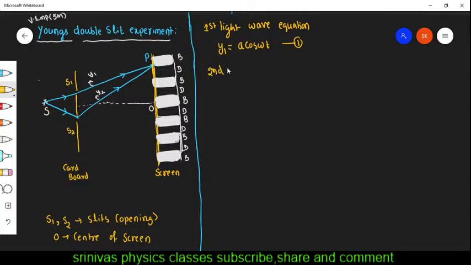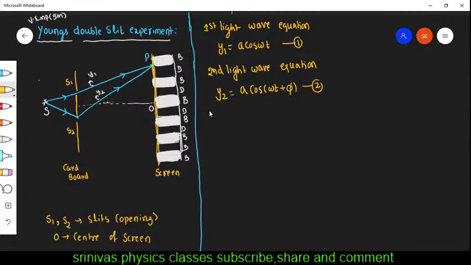Now I am going to write the second light wave equation. The second light wave equation is y2 is equal to a cos of omega t plus phi. You see the figure: one light wave is coming from S1 and the second light wave is coming from S2. Their displacements I am considering as y1 and y2. We can express the light wave equation as either sine or cosine, as we discussed in the 11th class. That is why I took y1 is equal to a cos omega t and y2 is equal to a cos of omega t plus phi.